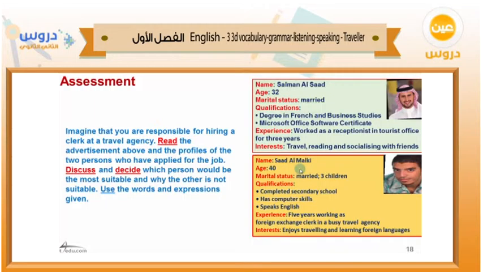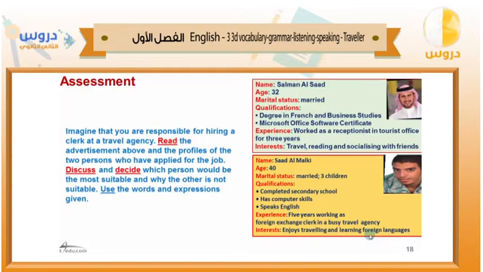And also you read the second resume or the CV for Saad Al-Maliki. His age is 40. His marital status: married, and he has three children. His qualifications: completed secondary school. It means he doesn't have a college degree. Has some computer skills. Speaks English. And his experience: he got 5 years working as a foreign exchange clerk in a busy travel agency. And his interests or hobbies: he enjoys traveling and learning foreign languages.